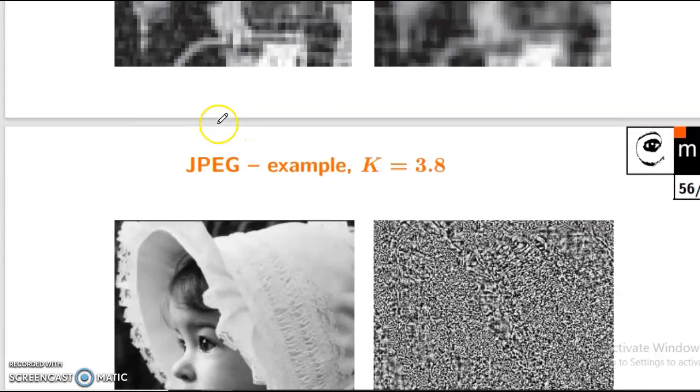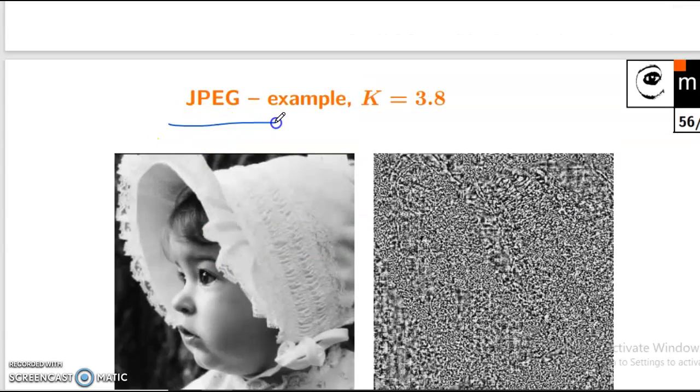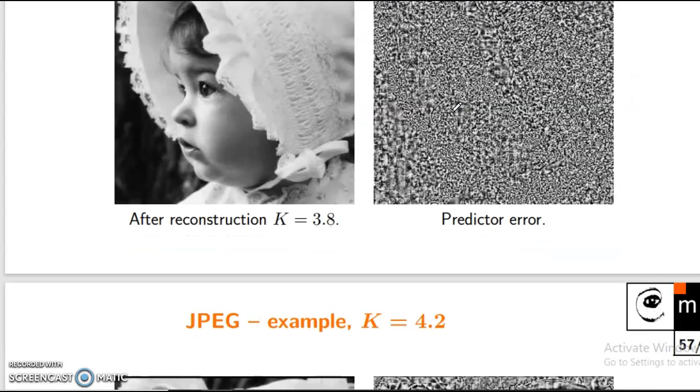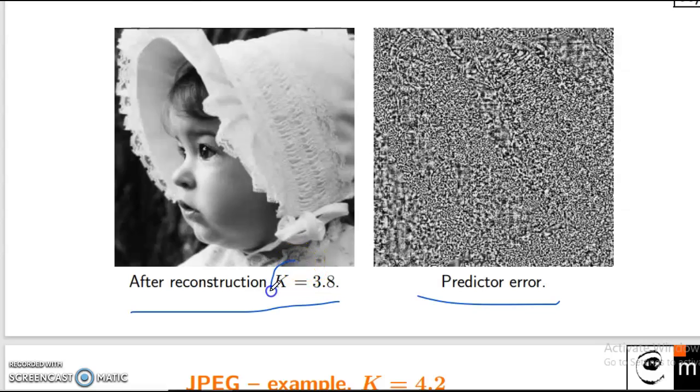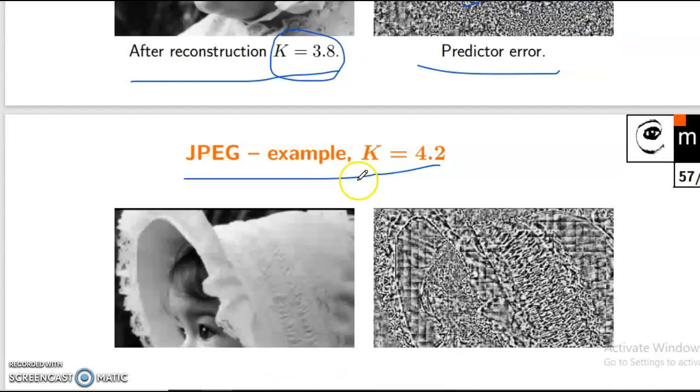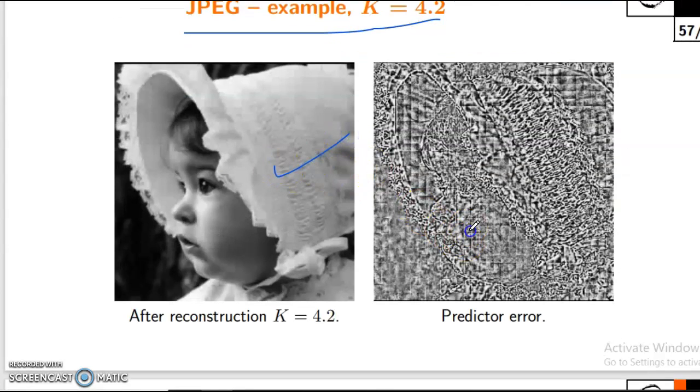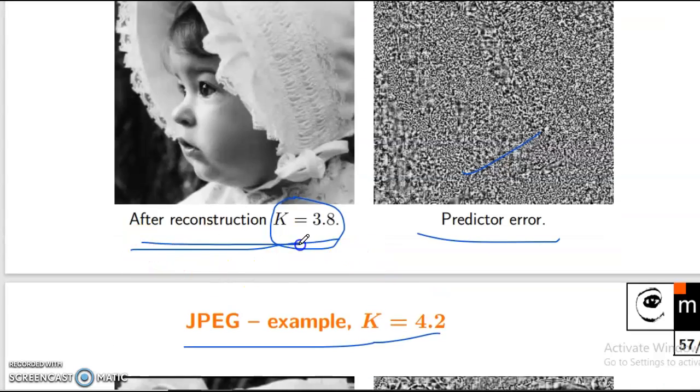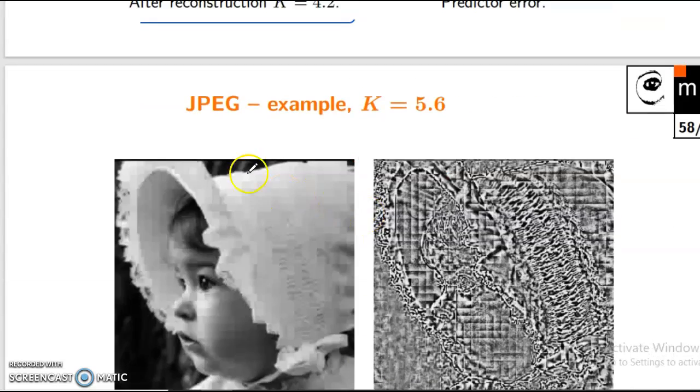JPEG example, K equal to 3.8. After reconstruction K equal to 3.8, predictor error. JPEG example K equal to 4.2. Here 3.8, so the predictor error is improved. After reconstruction K equal to 4.2. After reconstruction K equal to 3.8.